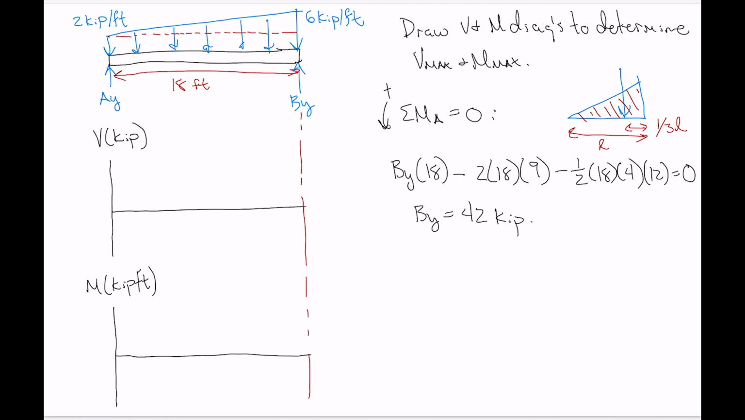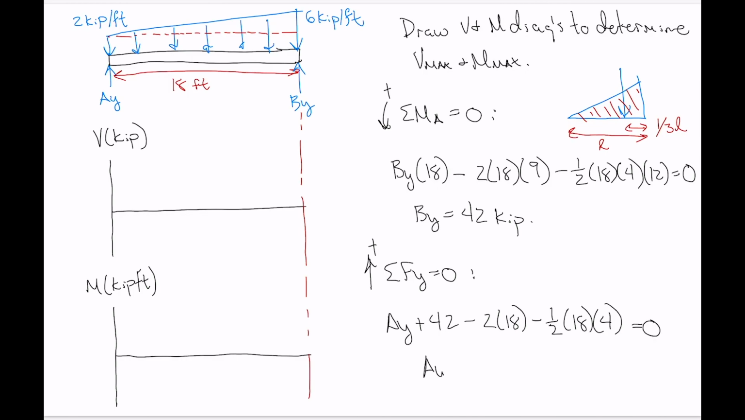And then we can do sum of the forces in the y direction equals 0, positive direction upwards for me. So we've got Ay plus By, which is 42, minus, again, the resultant of the rectangular portion would be 2 by 18, and then minus 1/2 base times height for the triangular portion, and that all has to equal 0. So we've got Ay is equal to 30 kip there. Okay, brilliant. Now we've got our support reactions.